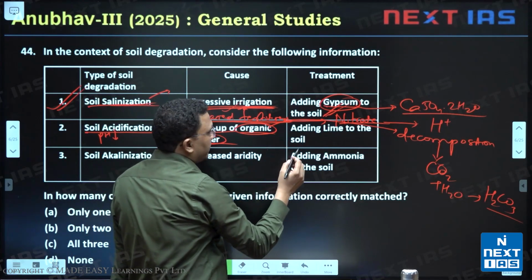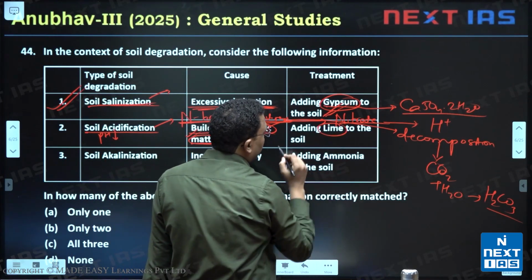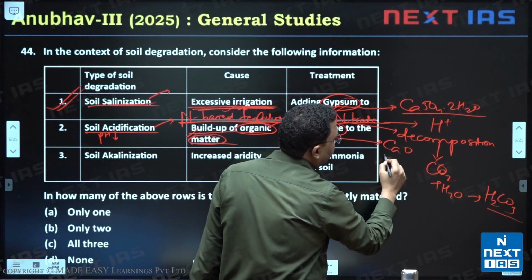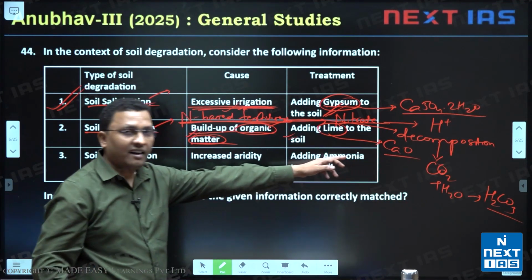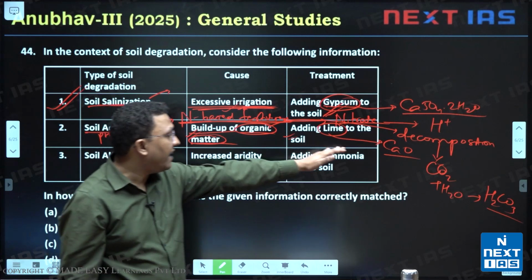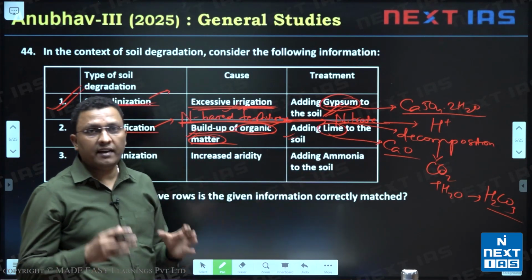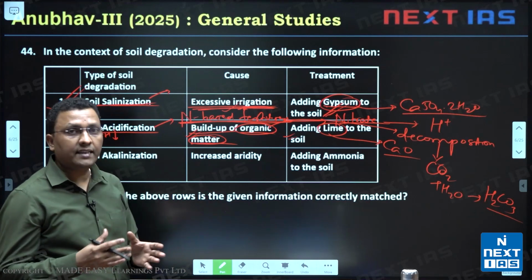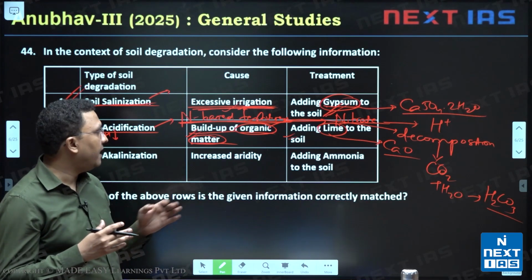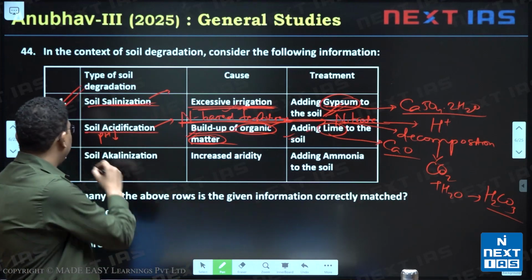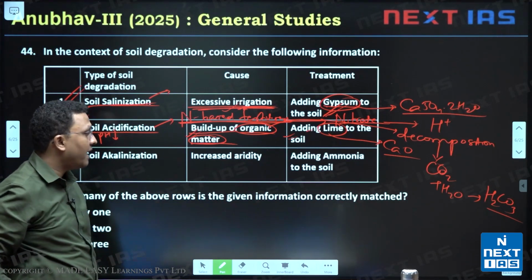Now coming on to its treatment, adding lime to the soil, this is correct. Lime is basically CaO, calcium oxide, and it is an alkaline material. So when you add an alkaline material to the acidic soil, it will react with the acid of the soil and neutralize that acid, right? So it will help in treatment of acidic soil. So this is also correct. So that means the second row is also correctly matched.